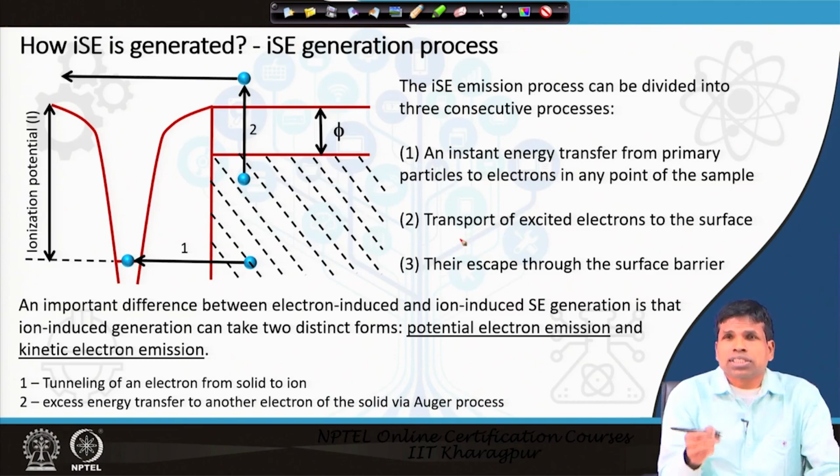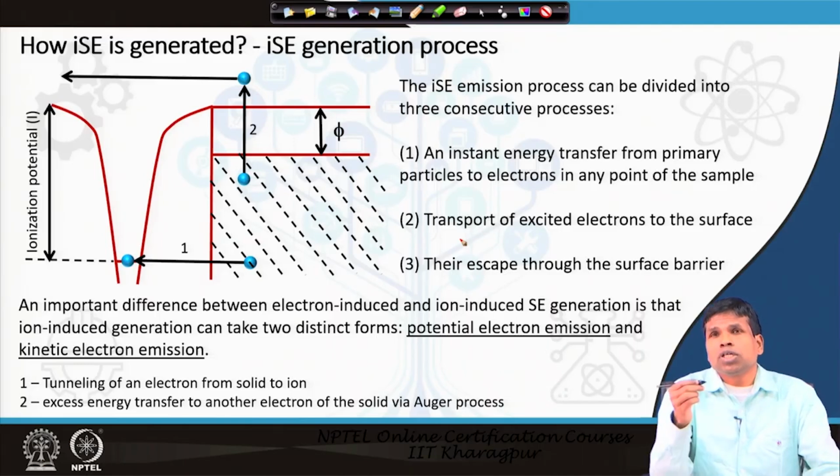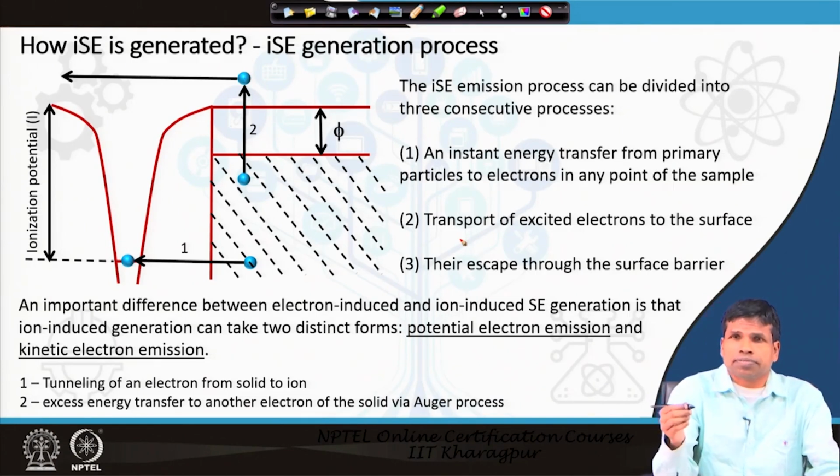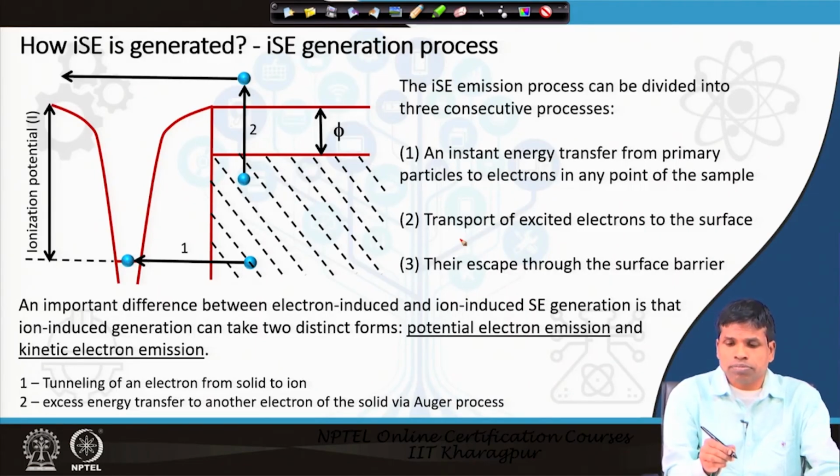Then, transport: once secondary electrons are generated inside the specimen, those secondary electrons should come to the surface, and then the third step is they should come out of the surface, they should emerge from the surface of the specimen, then we can detect them. 3 steps. First step is generation of the electron, that is energy transfer from primary ion to the electrons. Second step is that electrons which are generated inside the specimen will be moving through the specimen to the surface, and then from the surface they have to come out.